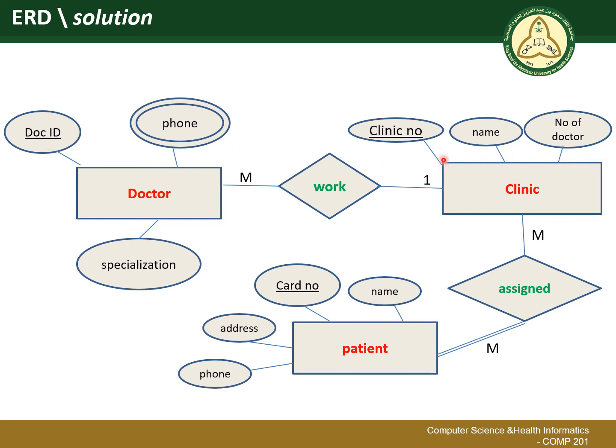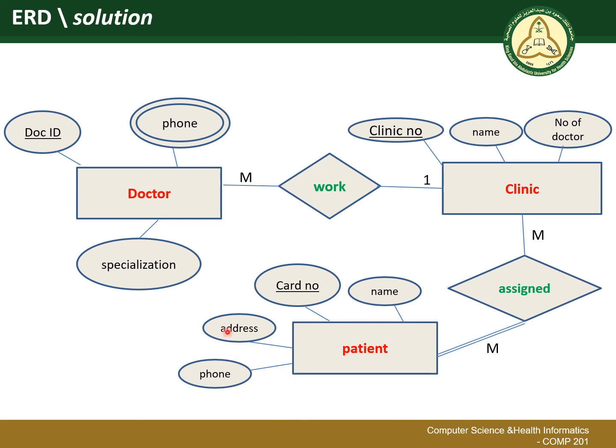Then we have the clinic entity, which is described by the clinic number, name, and number of doctors. And the clinic number is the key identifier, so we underline it. And we have the patient entity, which is described by the card number, name, address, and phone.